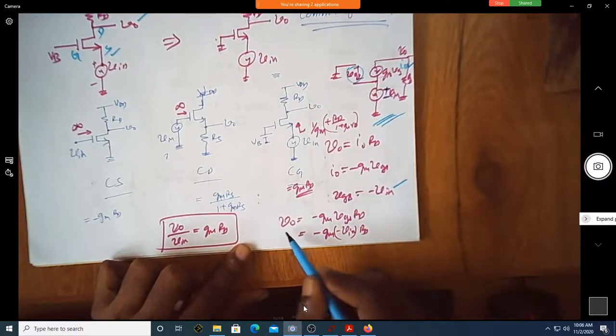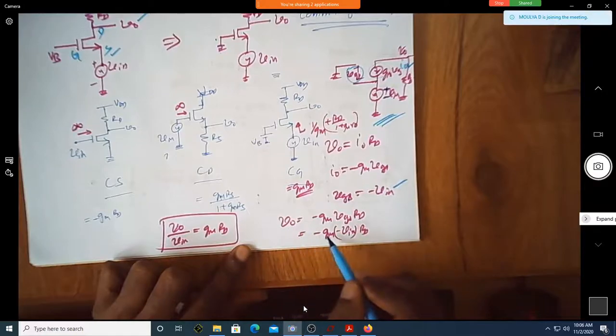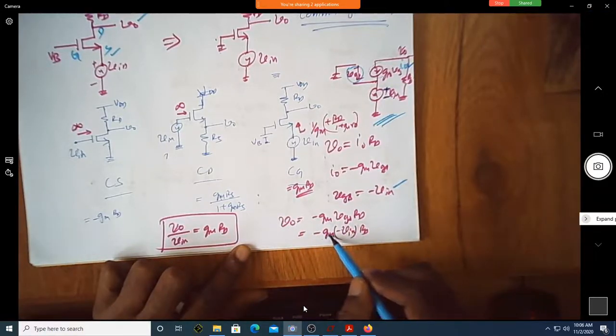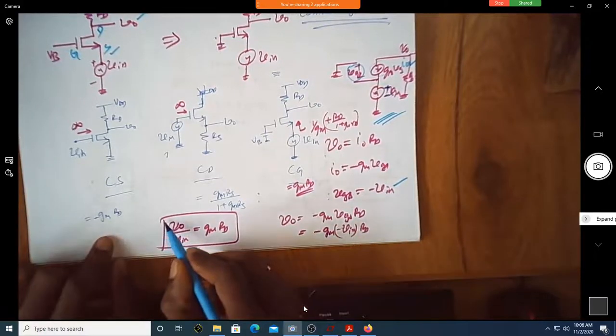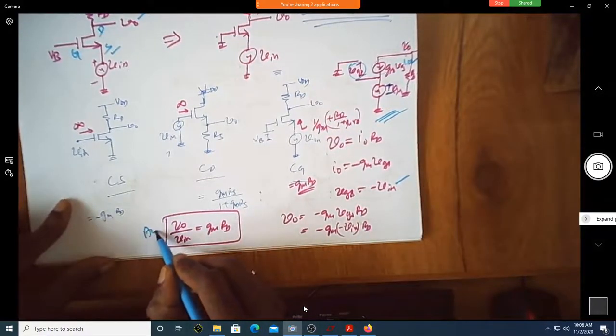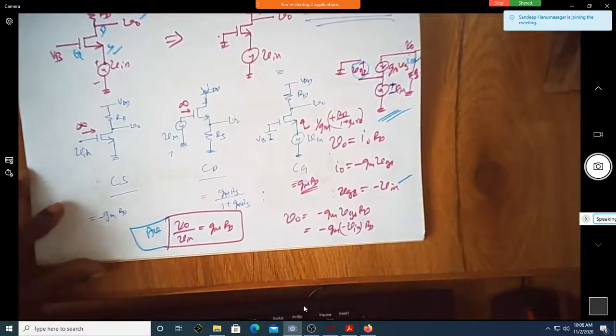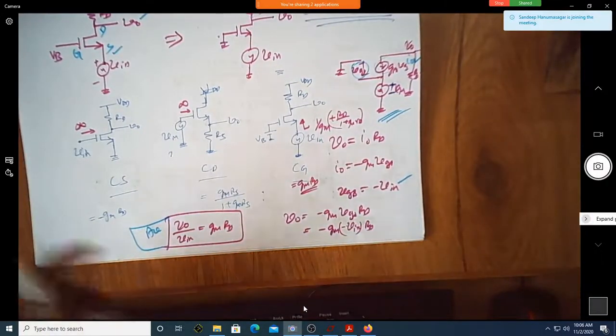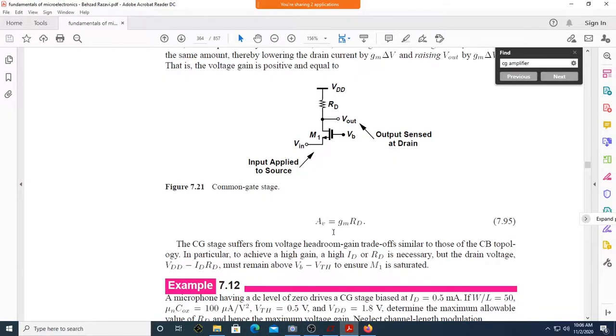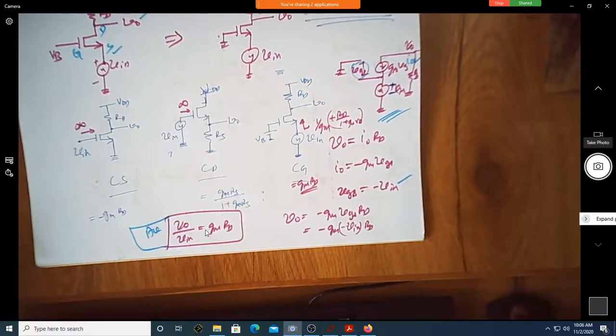Upon substituting that, we get V0 as, of course, minus of minus becomes plus, Gm into RD into Vin. So upon taking the ratio, the voltage gain becomes Gm into RD. Perfect? Yes, sir. That's what is given in the textbook. See here, Gm into RD. There is no minus here. This is equals.